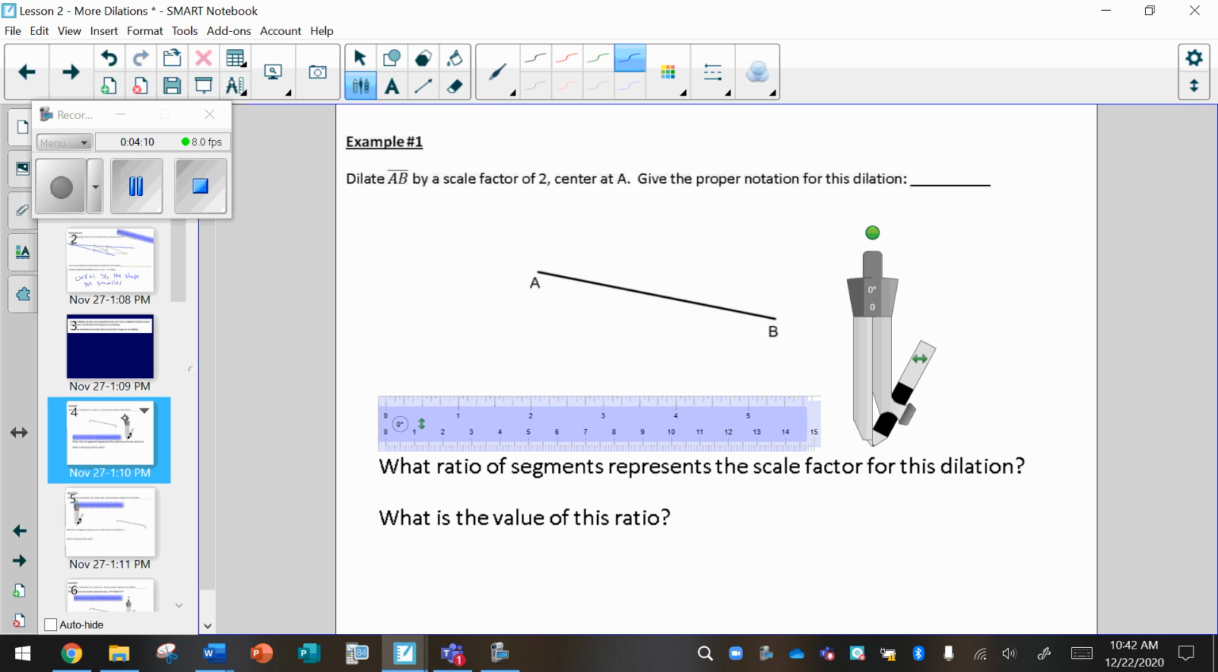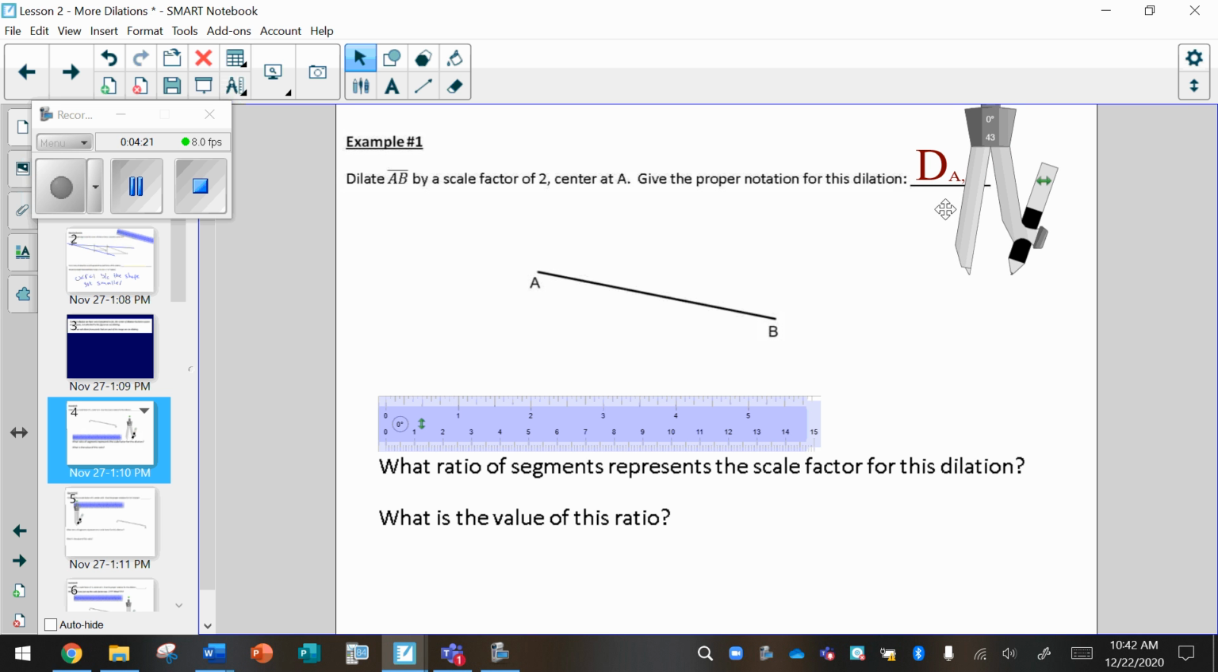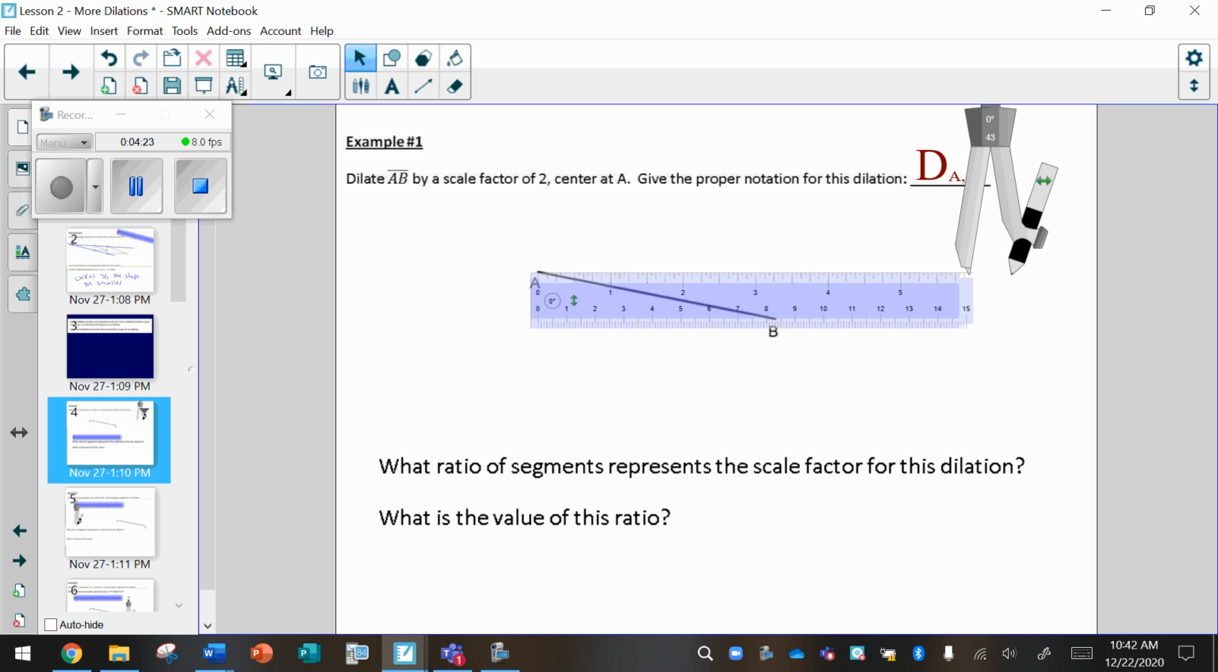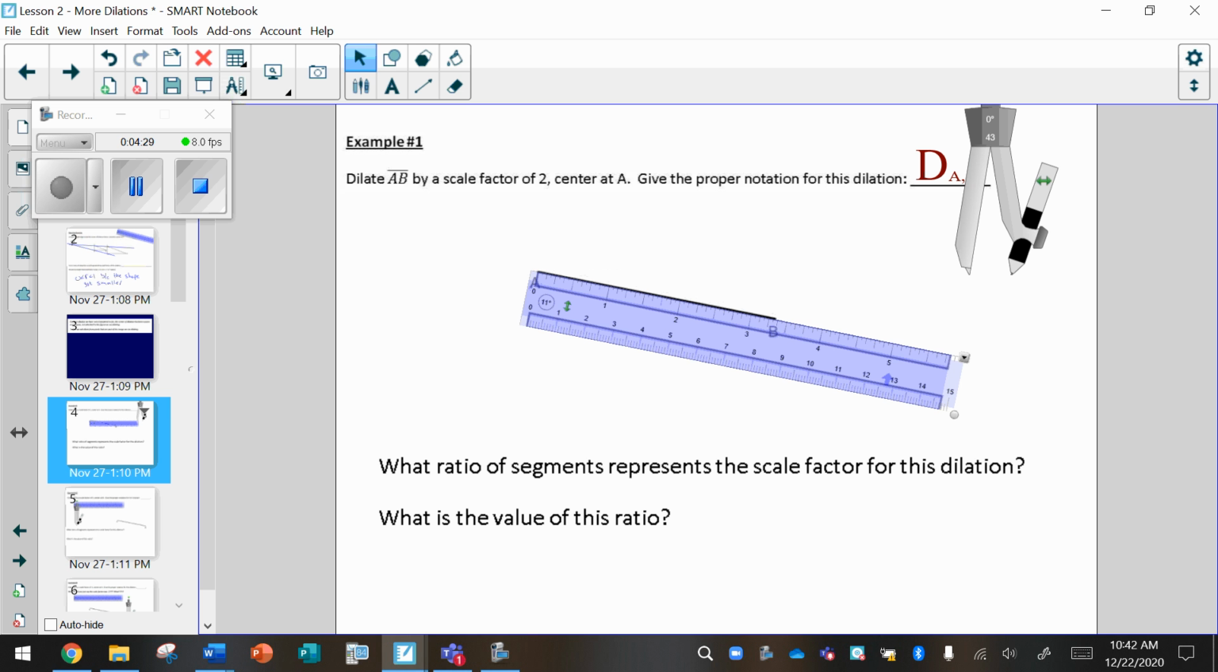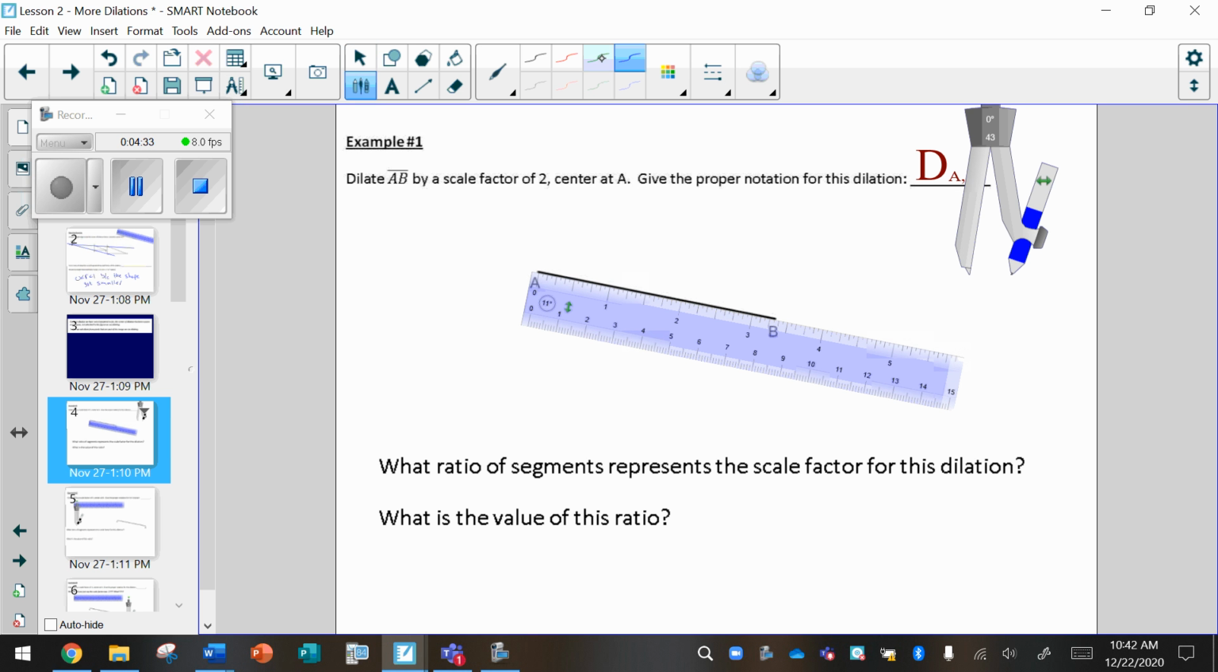All right, so A is going to be the center of our dilation, and it's the endpoint of our segment. So for notation purposes, it would be a dilation through point A of a scale factor of 2. To do this, I'm going to put my straight edge on A, line it up towards B, just like we did yesterday, and connect them and draw a line, which means I'm going to extend that.